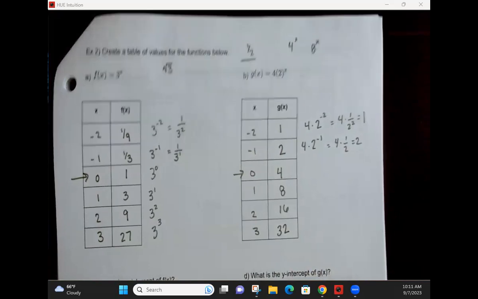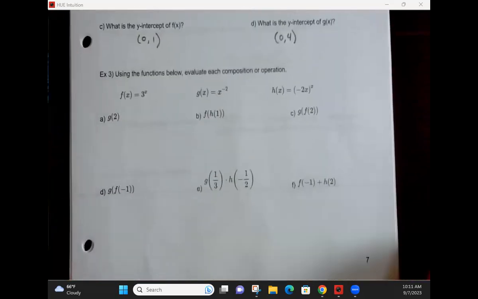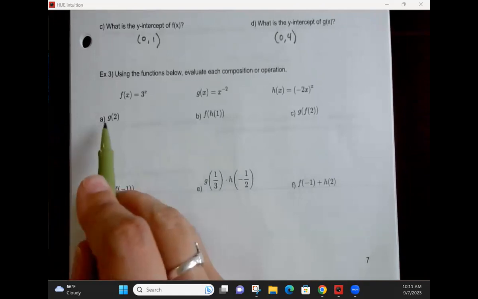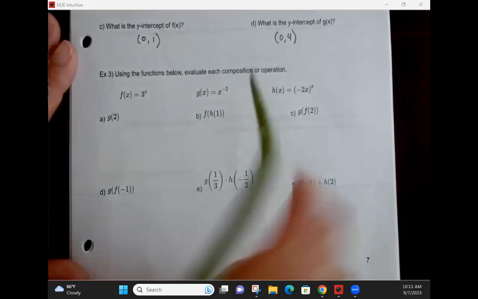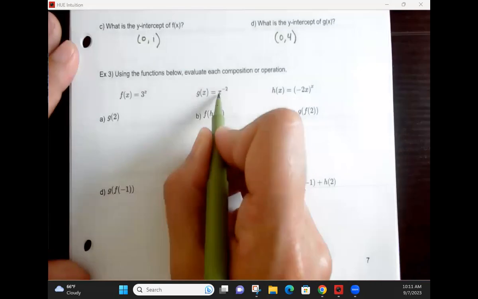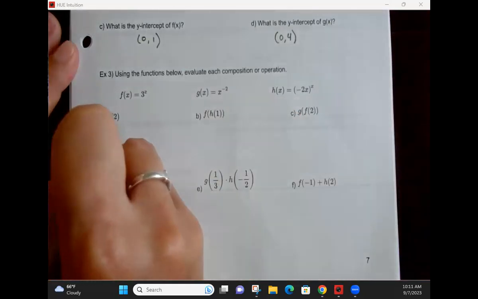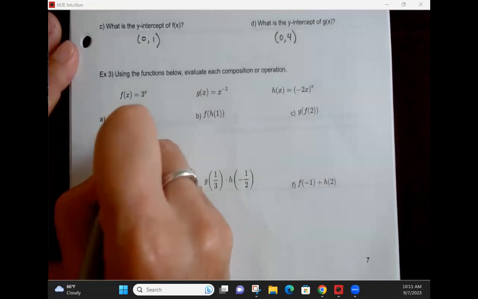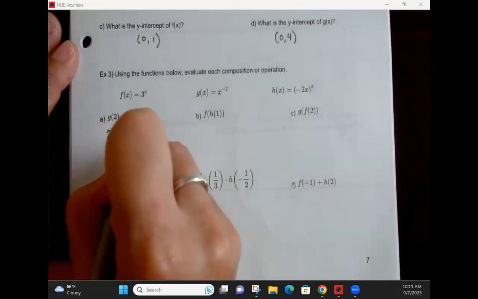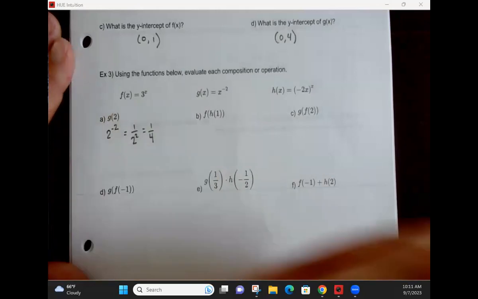And then some more problems that should look familiar, stuff we've done already. Evaluating, we've got some function notation here. We've got some compositions here. This is all stuff we've done before. We're just looking at it where we've got to evaluate some exponents along the way, okay? So for g of 2, that means I'm going to g of x and I'm plugging in 2 for x. So this would be 2 to the negative second. So 1 over 2 squared. You get 1/4.